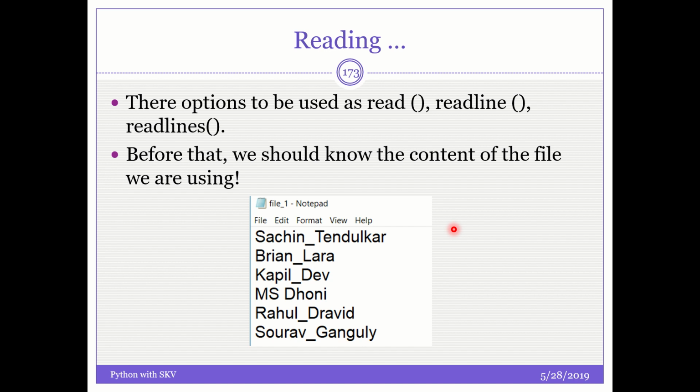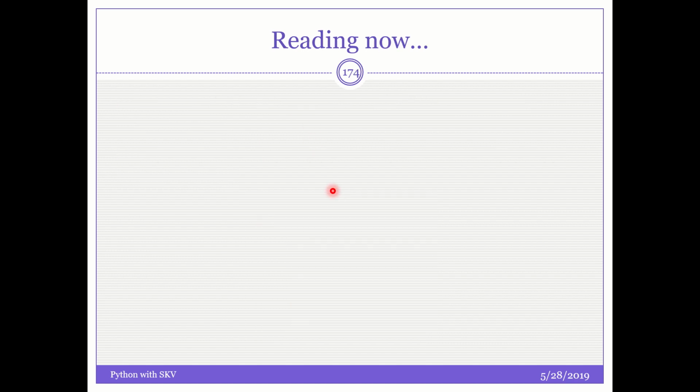So we are going to create a file now. The file has got the content as Sachin Tendulkar, Brian Lara, Kapil Dev, MS Dhoni, Rahul Dravid, Saurav Ganguly. These are all the names, I mean the content, in the file. I'm going to use the read, readline, and readlines options for this file access. Let's go one by one.